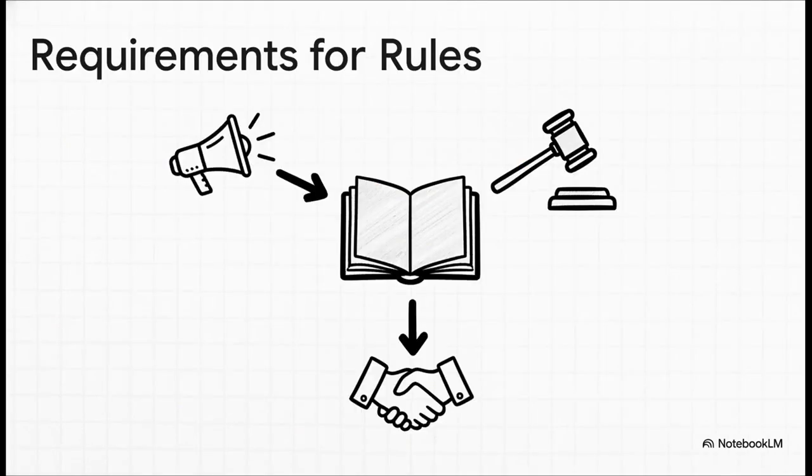But it's not enough for these rules to just exist on some dusty piece of paper. For them to work, they have to be public. Everyone's got to know what they are. They have to be legally enforceable, meaning there are real consequences if you break them. And this is the most important part. Doing this gives all of us the assurance, the confidence, that other people are going to follow the rules too. That's where trust comes from.